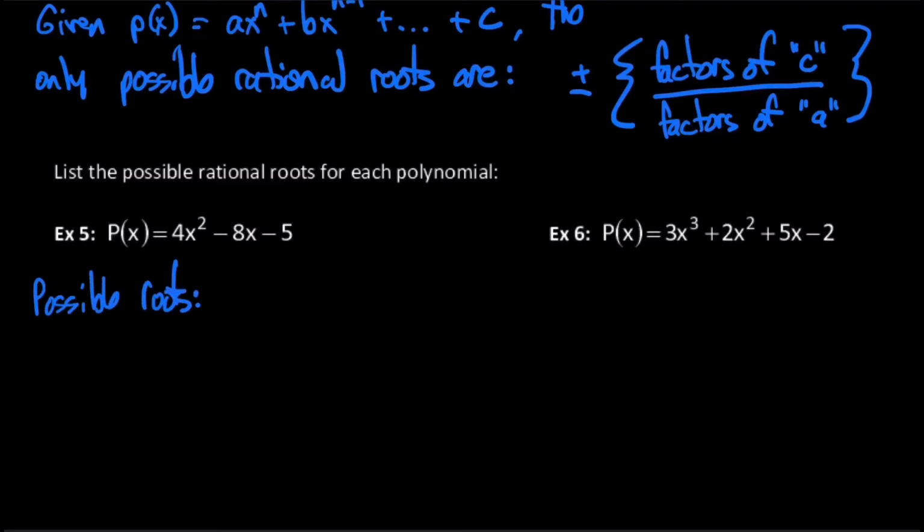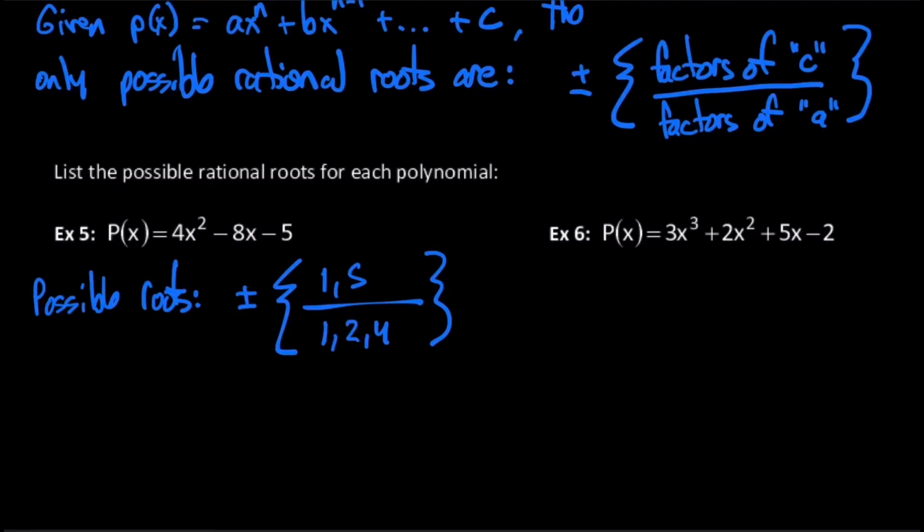First thing I like to do is just list all the factors. Factors of 5, well, 1 and 5. Divided by factors of our leading coefficient, 4. Well, that's 1, 2, and 4. This isn't acceptable. All right, that's kind of like the rough draft, the sketch.